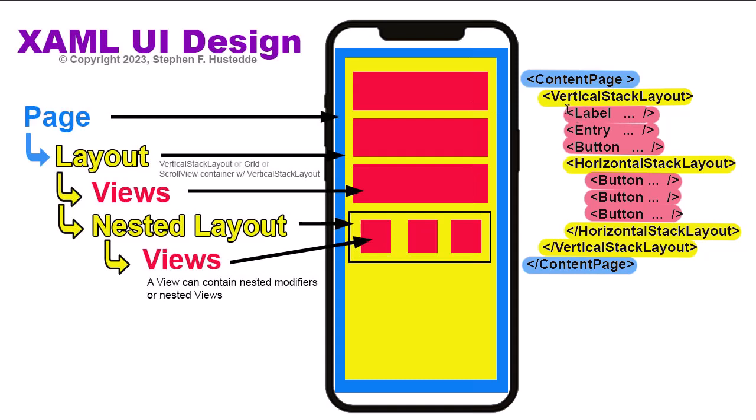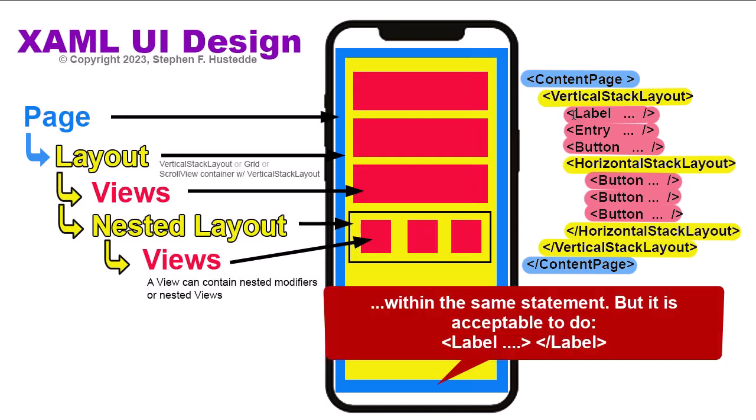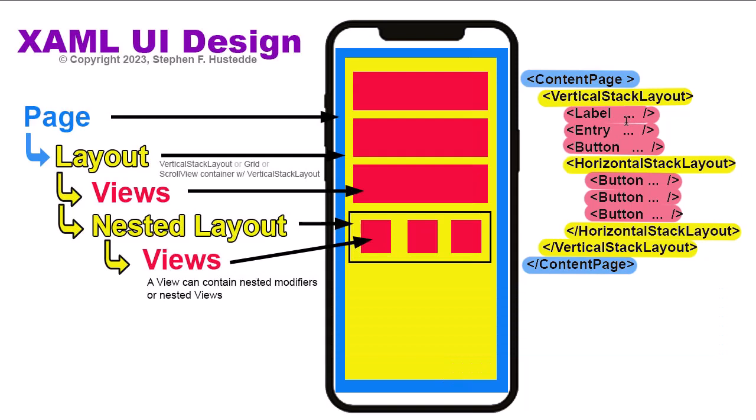Now, these also can have opening and closing tags, but oftentimes for the views, we can combine them and do an opening tag of a less than symbol and then a closing tag of the slash greater than symbol. And inside of that, after the name of the object, we would have all the attributes or properties that we want to specify for that object. So here we might have a label, an entry, and a button. There could be all kinds of views we could use here.